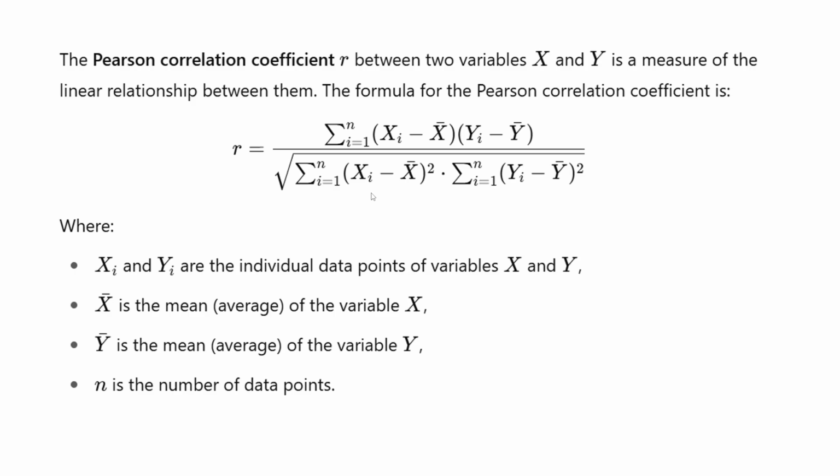x bar and y bar are the means of x and y. N is the number of data points. And this equation tells you how strongly two variables are related.